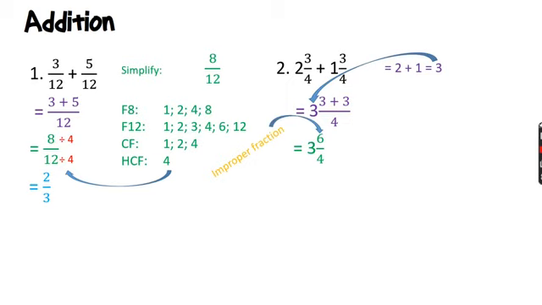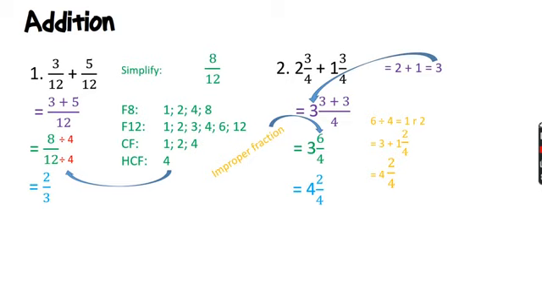Now, this is an improper fraction, which I need to change to a mixed fraction. I do this by dividing the numerator by the denominator. So we have 6 divided by 4 equals 1 remainder 2. Now I need to add my whole numbers again. So it's 3 plus 1 2/4, which is going to give me 4 2/4.